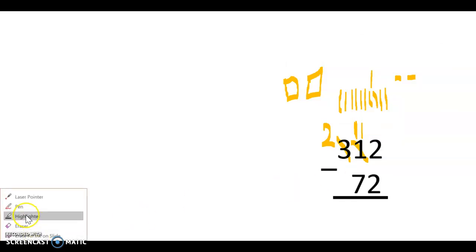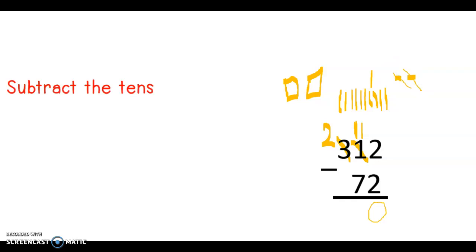Okay, so remember in the beginning of our problem, we already subtracted the ones place. 2 minus 2 gave us 0. Now we can subtract our tens. I'm going to take 7 tens away from 11. So I'm crossing out my 7 tens, which leaves me with 4 tens because 11 minus 7 is 4.